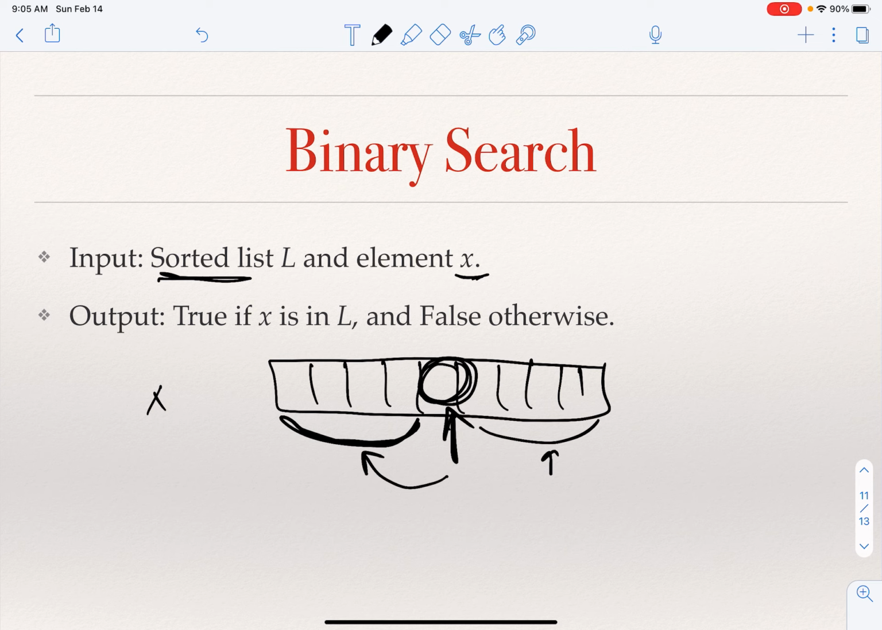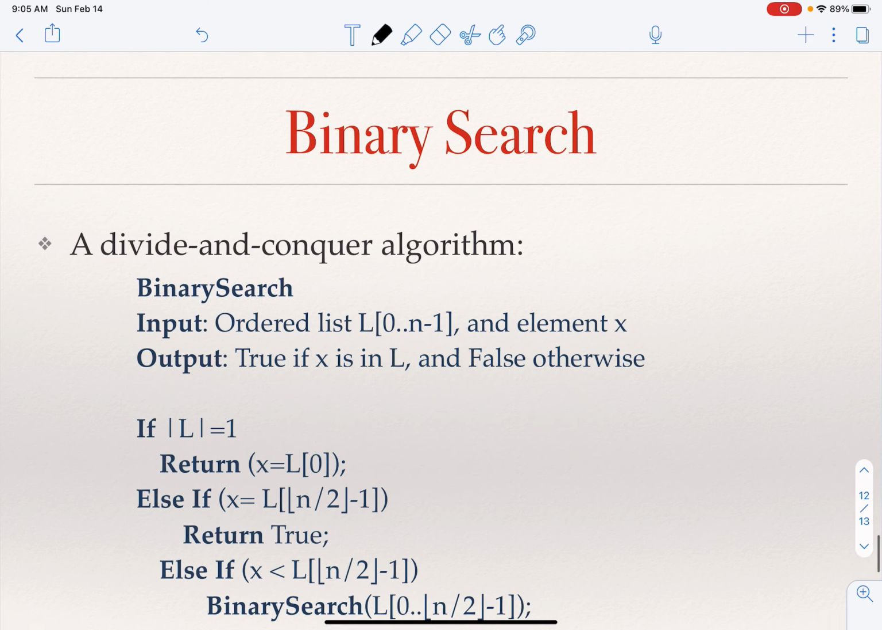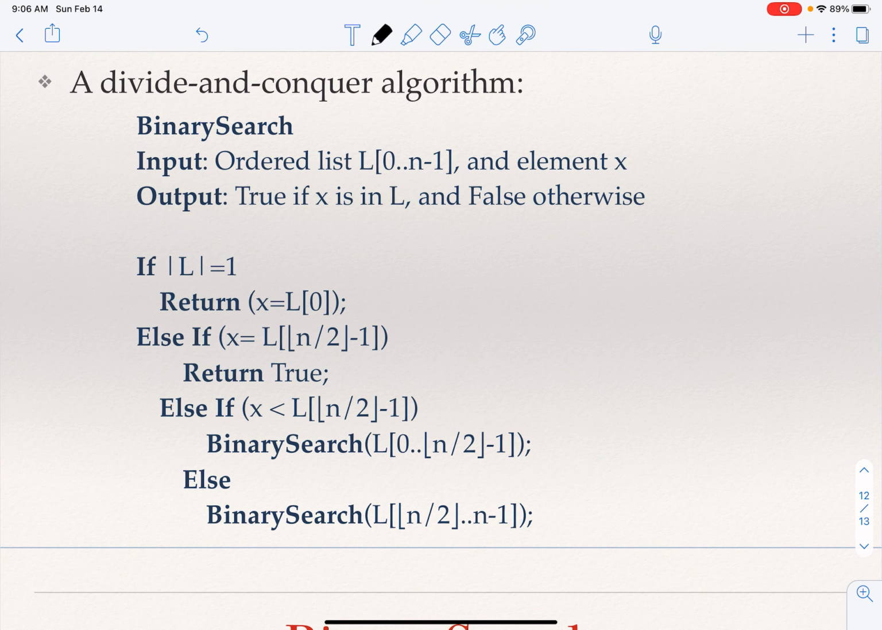And this is what binary search does. You just go to the middle. If it is there, return true. If it's not there, if it is smaller than what's there, go left. If it is larger than what's there, go right. And this is really the pseudocode of binary search. If the array has just one element, you just see if x is that element. Otherwise, you go to the middle point, the n over 2, and check if x equals that one. If it is, you return true. If it is not, and x is smaller than it, you go to the left half. And if it is larger than it, you go to the right half. This is all this algorithm.